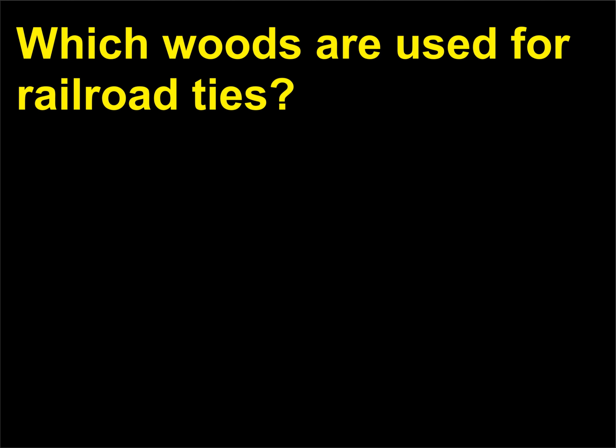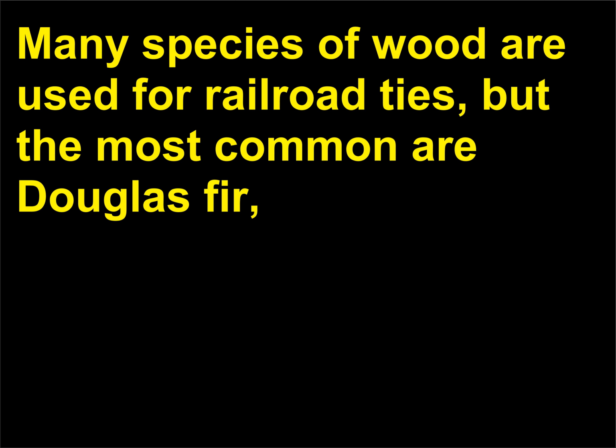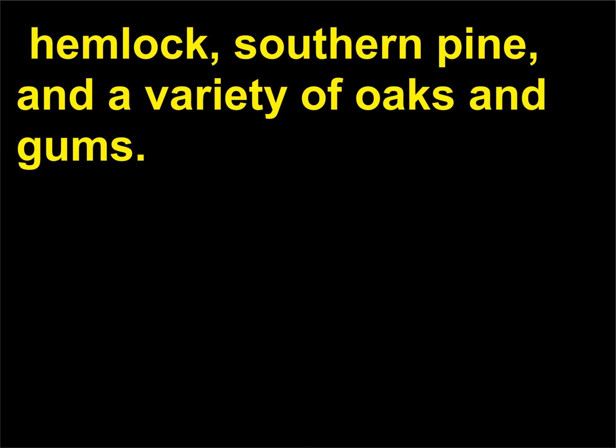Which woods are used for railroad ties? Many species of wood are used for railroad ties, but the most common are Douglas fir, hemlock, southern pine, and a variety of oaks and gums.